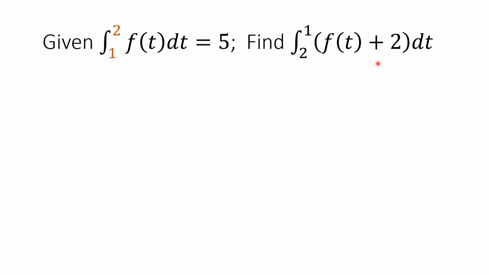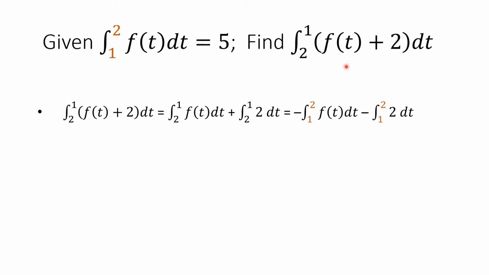The way to handle this one is to break it into two functions, and here are the two functions. Integration between 2 and 1 of f of t plus 2 dt equals integration between 2 and 1 of f of t dt plus integration of the number 2 between 2 and 1 dt. And this is equal to, because we're going to change the limits, negative of integration between 1 and 2 of f of t dt, which is equal to 5, as we see over here, minus integration between 1 and 2 of the number 2.